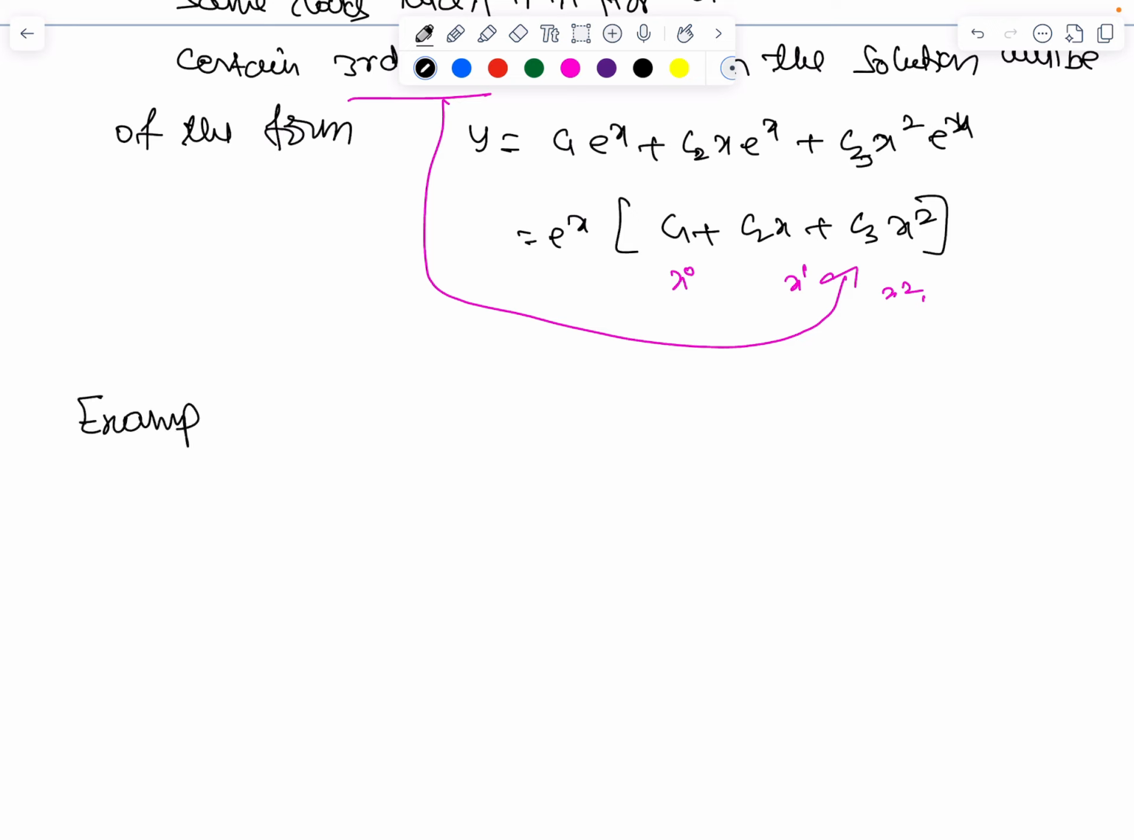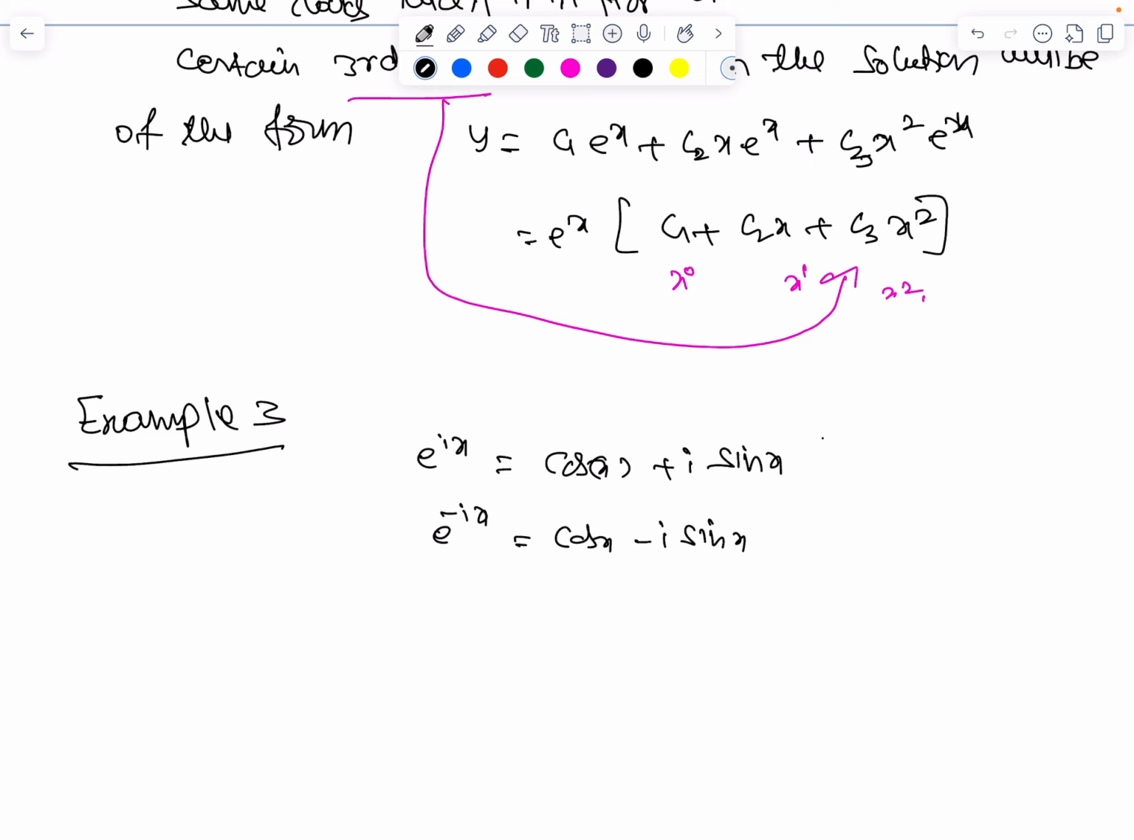Now example 3, where we have complex roots. So now we have seen in the first case real roots, and the second case is also real roots, but repeated roots are there. In the third case, we are handling purely complex roots. So before I take you, please recall this: e power ix is cos x plus i sin x, and of course similarly e power minus ix is equal to cos x minus i sin x. Further, you have cos x is equal to e power ix plus e power minus ix by 2.